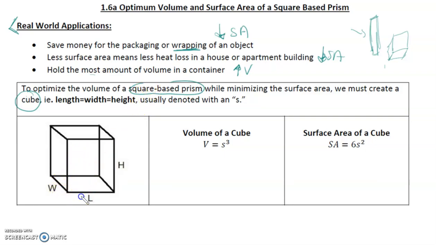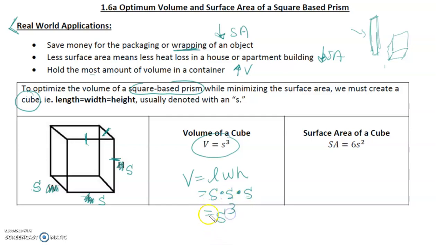So we're going to do length, width, height. In this case, the length, the width, and the height are all going to be the same. So instead of calling it H for height, we're going to call it S for side. Instead of L for length, S for side. And instead of W for width, S for side. And that's where we get S cubed. Instead of length times width times height, we're saying side times side times side, because they're the same, which is side cubed.